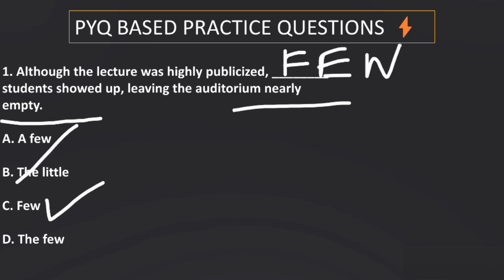And the remaining options are incorrect. So in this way, you have to understand which one will be applicable here. You have to read the sentence very carefully, then choose it minutely. Next question.